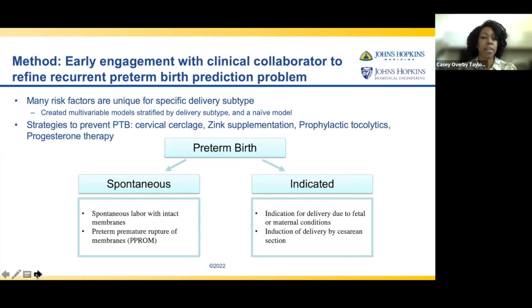early in the discussions, we found that there are many risk factors that are different for different delivery subtypes. And so that led to the design choice to create models for these two subtypes in addition to a naive model. And then we also wanted to ensure that there's actually something that could be done once a prediction is made. And so we clarified what kinds of strategies were available to prevent preterm birth. And so the two unique delivery subtypes that we explored were spontaneous and indicated. Indicated is one that we actually had fewer patients, and it's often an induced delivery by cesarean section. But I'll give some more details about our study population to clarify this.